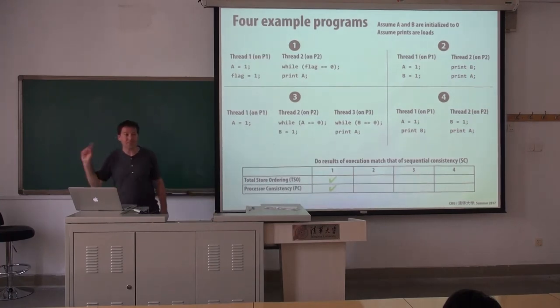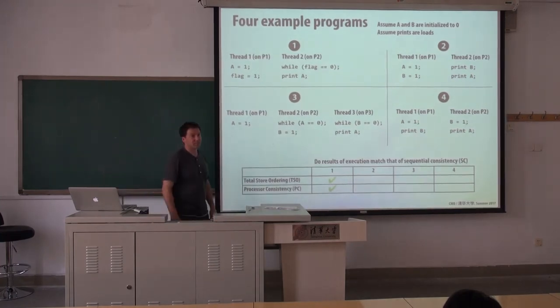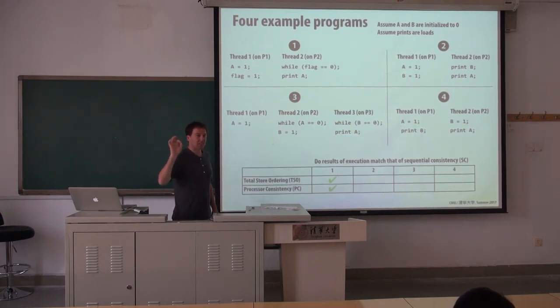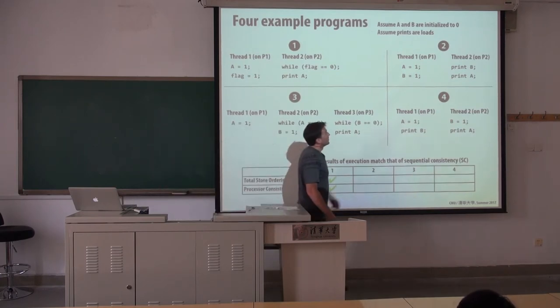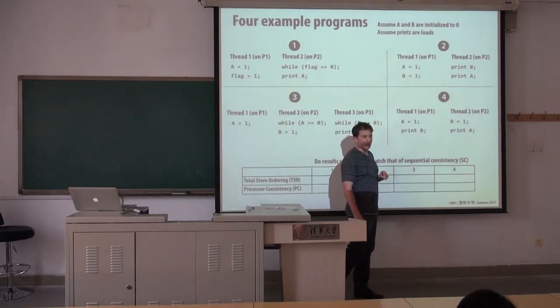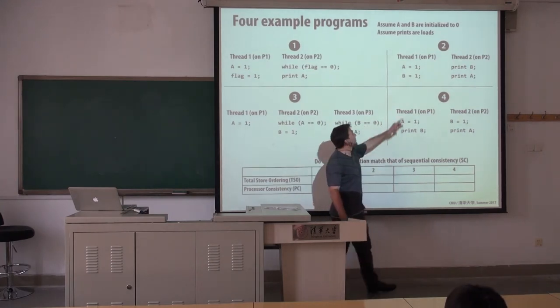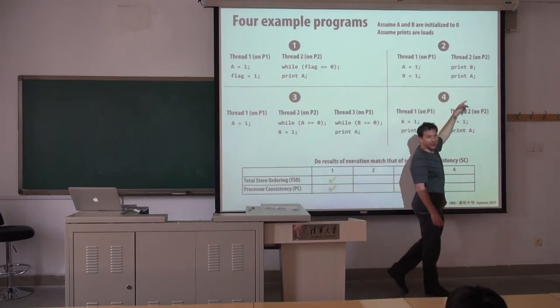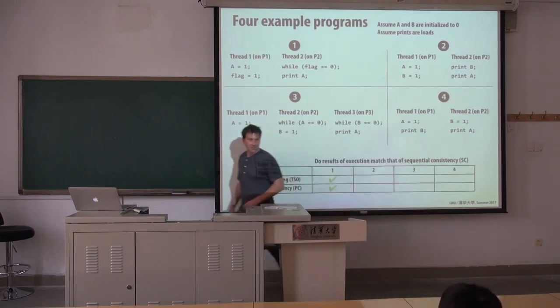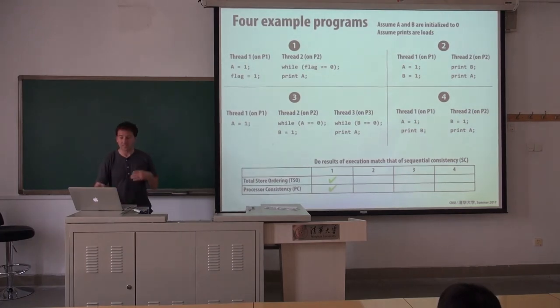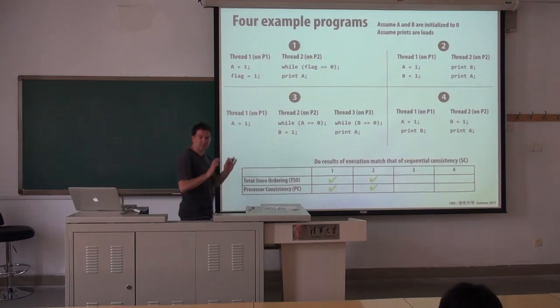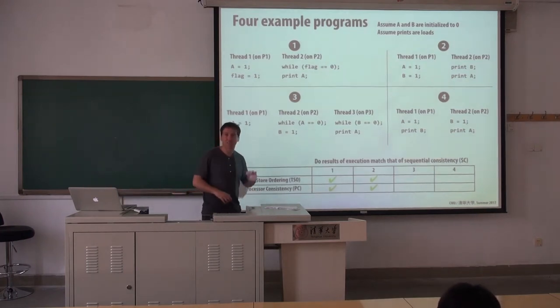Now, can I print 1, 0 if I reorder any reads after writes? What you should be thinking is, I know I can't reorder writes. Notice that there are no reads after writes in this program. This thread writes twice, this thread reads twice. None of those operations can be reordered. The only thing we can reorder is a read after a write. So again, things are completely the same. I want to give you two examples of things that are absolutely the same, and I can tell you that in the coming examples, things will get different.